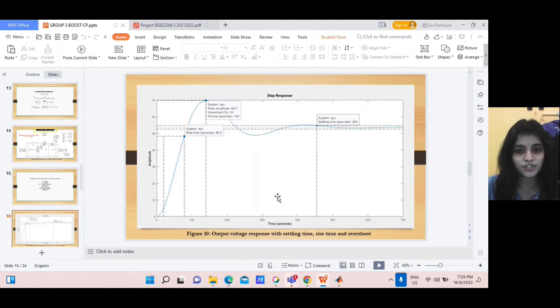Figure 10, the output voltage response with the settling time, rise time, and also the overshoot. This one, the peak and play. Okay, that's all from me. Thank you.